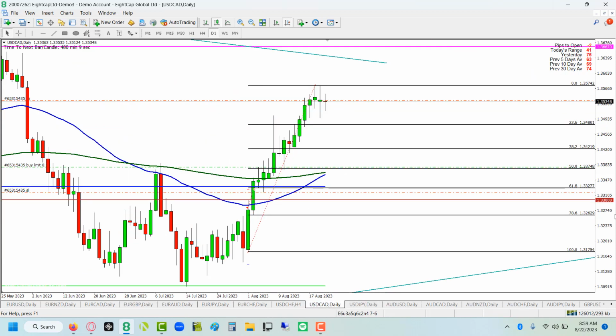This one looks a little cleaner. Entry above the 50 fib. We have both daily EMAs. We have the weekly 55. We also have the 61.8 fib. And then underneath my stop loss, we have 1.33 psych level.